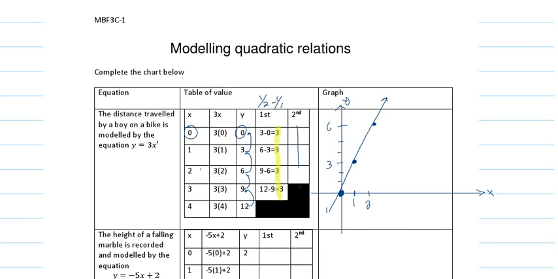So far, looking at the equation, the equation has a degree of 1. In the table of values, when I did the first difference, it gave me a constant first difference. And then when I graphed, I got a straight line.